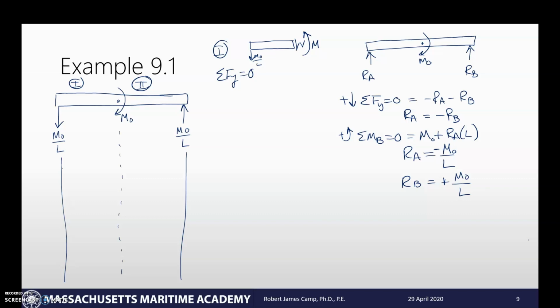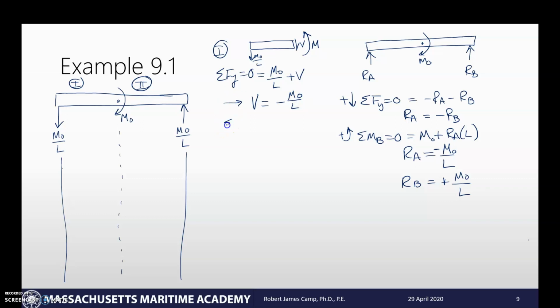So the sum of the forces in the Y direction will be 0. So I have MO over L pointing downward. And then the only other Y force I've got is that V, and that V is pointing in the positive direction. So that's plus V. That equals 0. So my shear force is going to be negative MO over L. So there is my shear diagram.